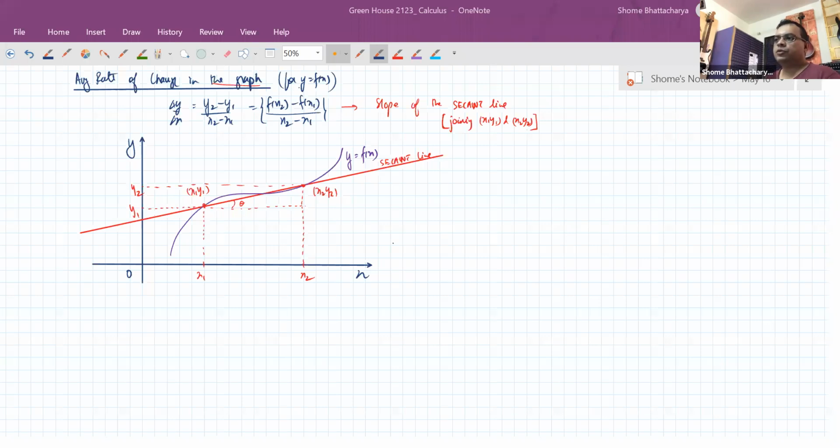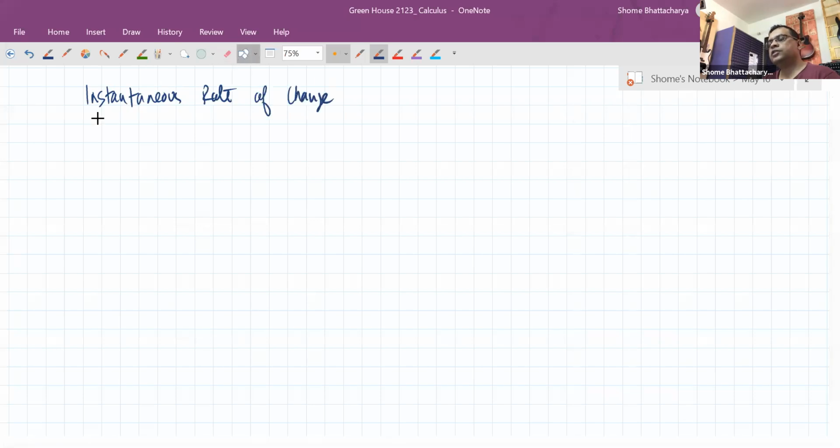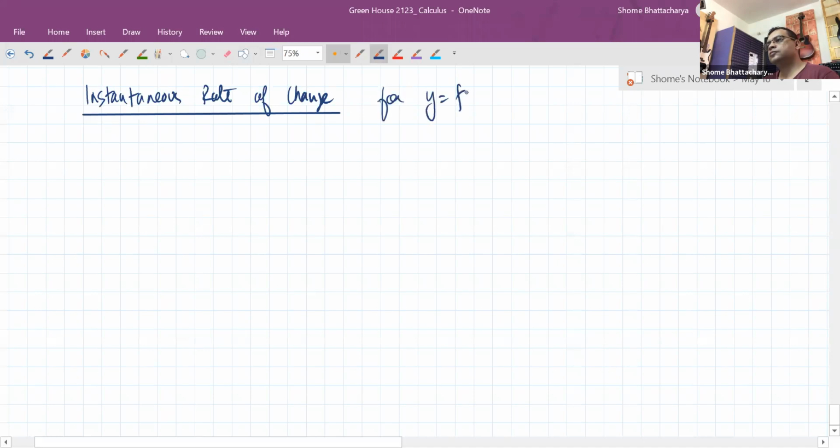Okay, so that was all about average rate of change. Now let us move on to the more important quantity called instantaneous rate of change. For a function y is equal to f(x), at a point x equal to x, instead of for an interval x1 to x2, it is defined for a point x equal to x. Okay, so now we come to the proper calculus definition of instantaneous rate of change.